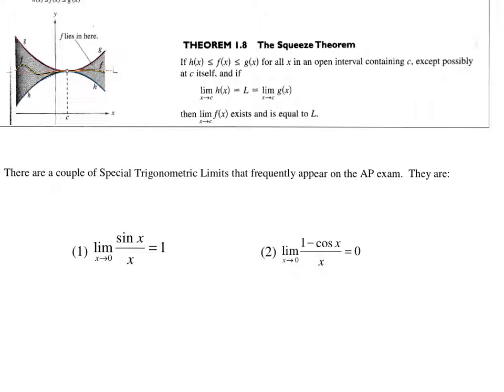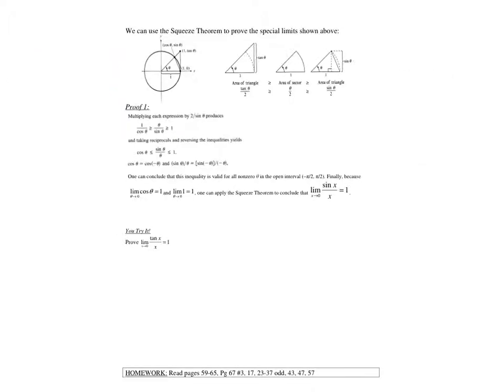The other one we're not going to prove here, but the limit as x approaches 0 of 1 minus cosine x over x will equal 0. So, let's take a quick look here at using the squeeze theorem. And we're actually going to use the unit circle to prove this.